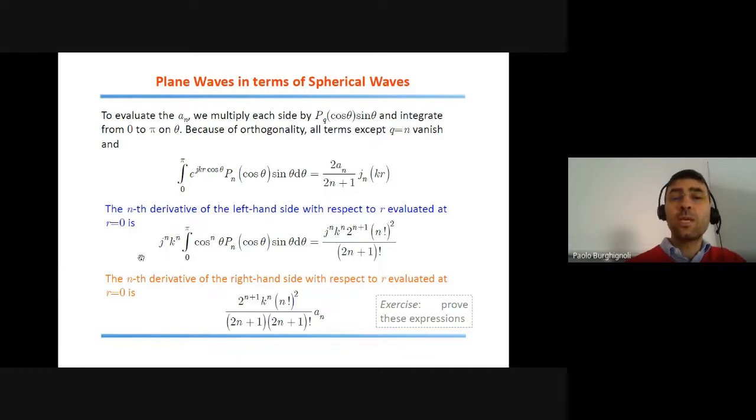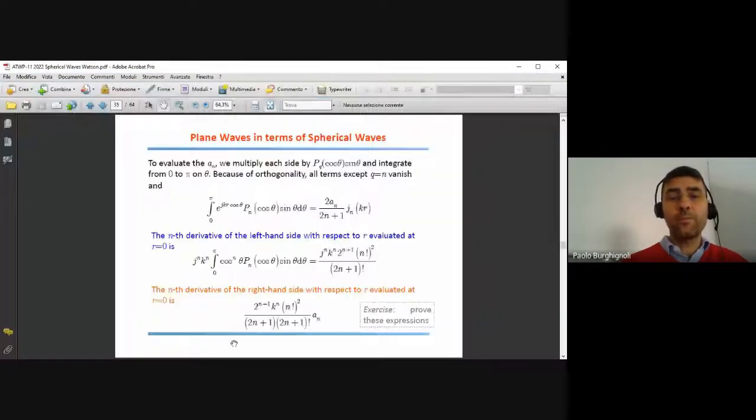Now, if you do the same on the right-hand side of the above equation, so you differentiate n times with respect to r, just a moment, I will admit Professor Frezza.